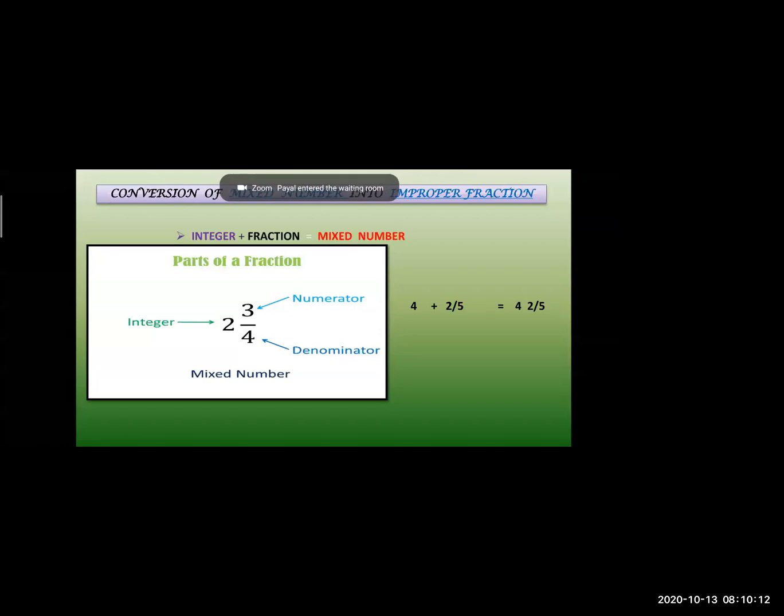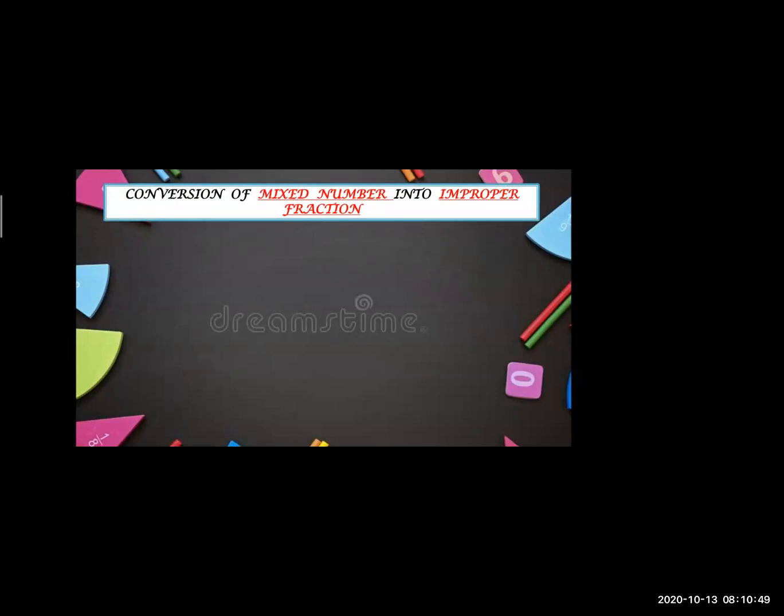One more example we have over here. 4 plus 2 upon 5 gives you 4 and 2 upon 5. That means 4 is an integer in this, and 2 upon 5 is a fraction. So we have seen how we get the mixed number. The combination of an integer and a fraction gives us a mixed number. Now, only learning mixed number is not our aim. We are supposed to convert mixed number into an improper fraction. So how will we convert it? Let's see.